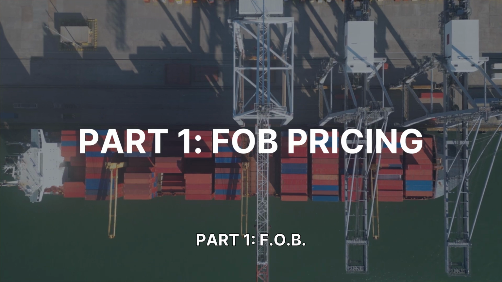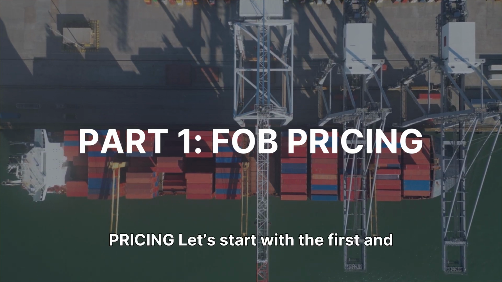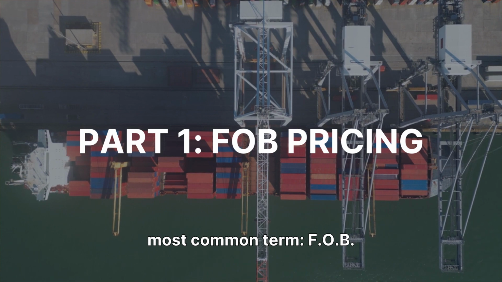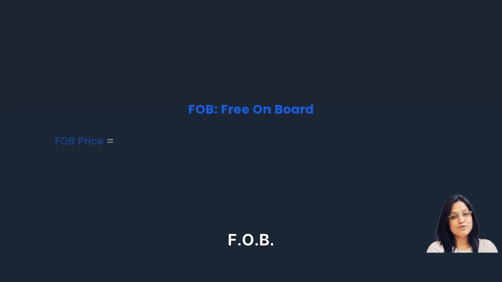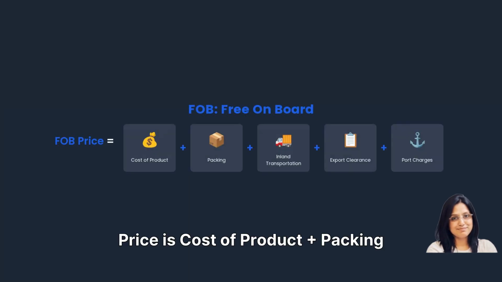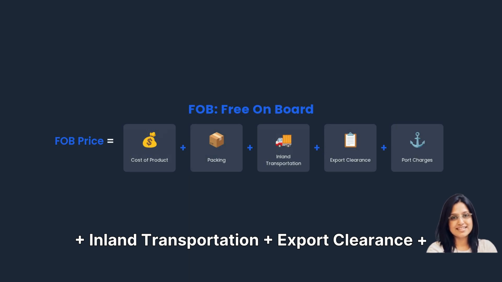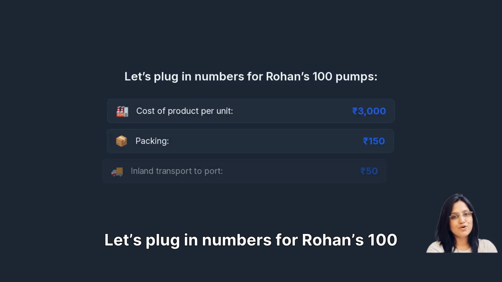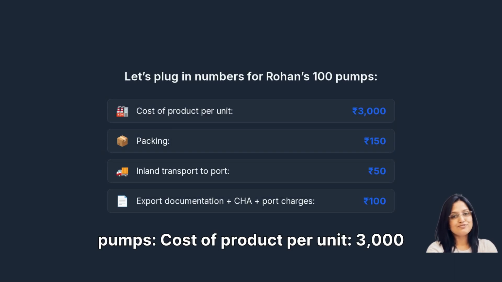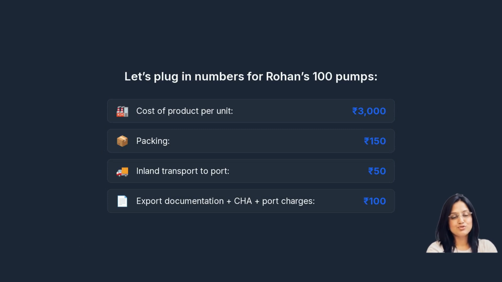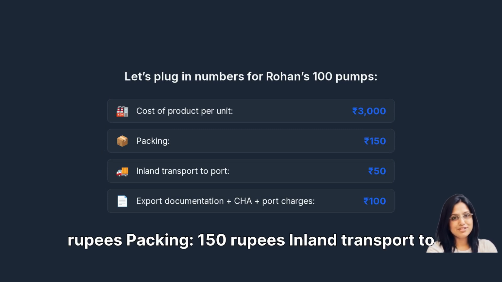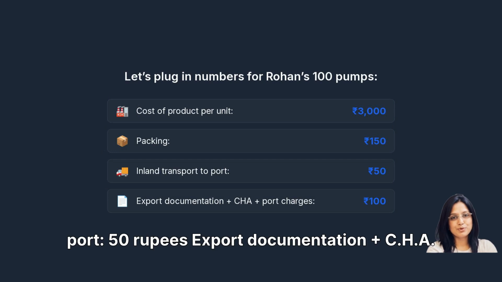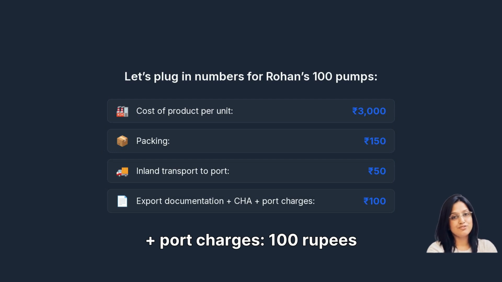Part 1: FOB pricing. Let's start with the first and most common term, FOB, free on board. FOB price is cost of product plus packing plus inland transportation plus export clearance plus port charges. Let's plug in numbers for Rohan's 100 pumps. Cost of product per unit 3,000 rupees. Packing 150 rupees. Inland transport to port 50 rupees. Export documentation plus CHA plus port charges 100 rupees.